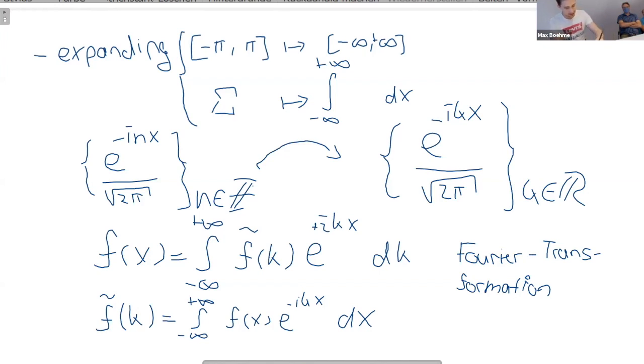This just a note. This is often called in physics the plane wave basis. And this is often used in numerics. I can show it at a later point where this becomes useful.